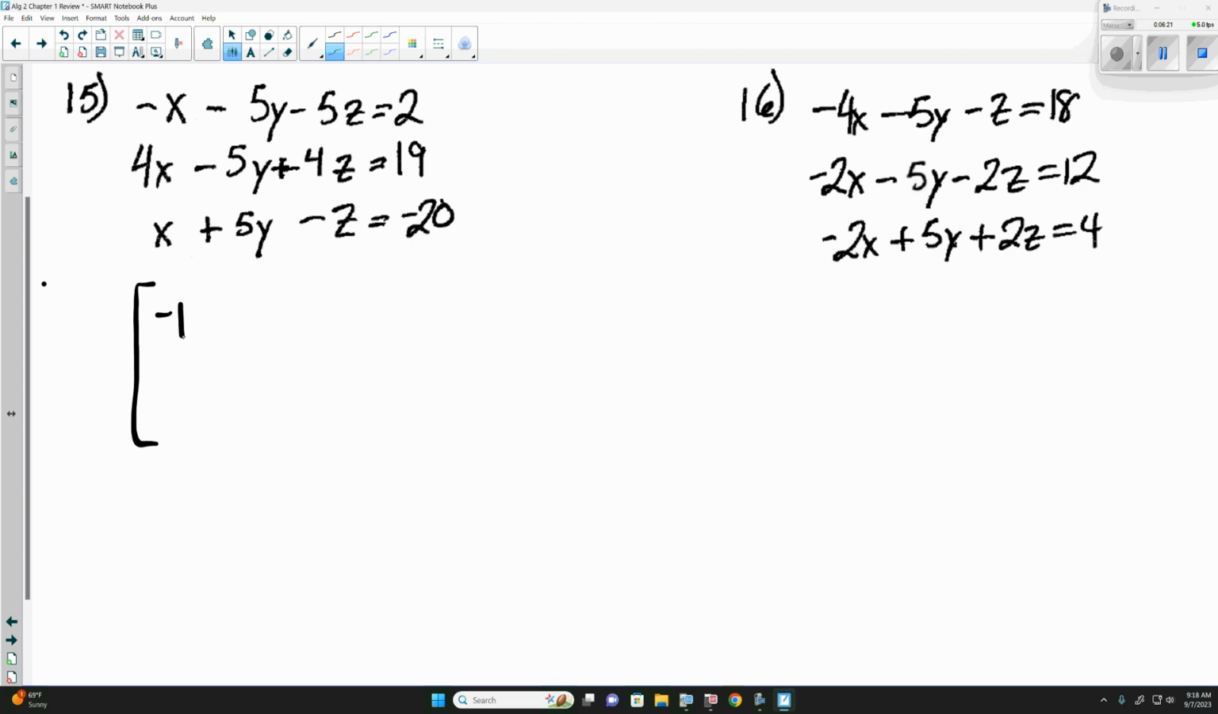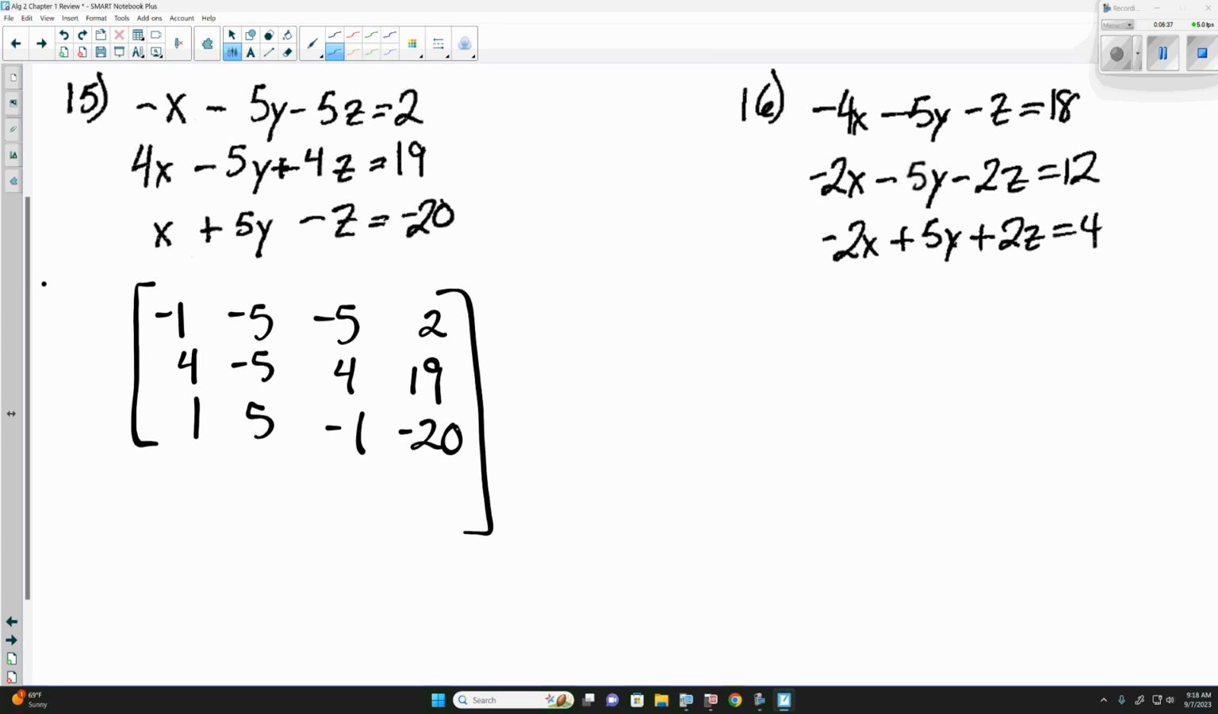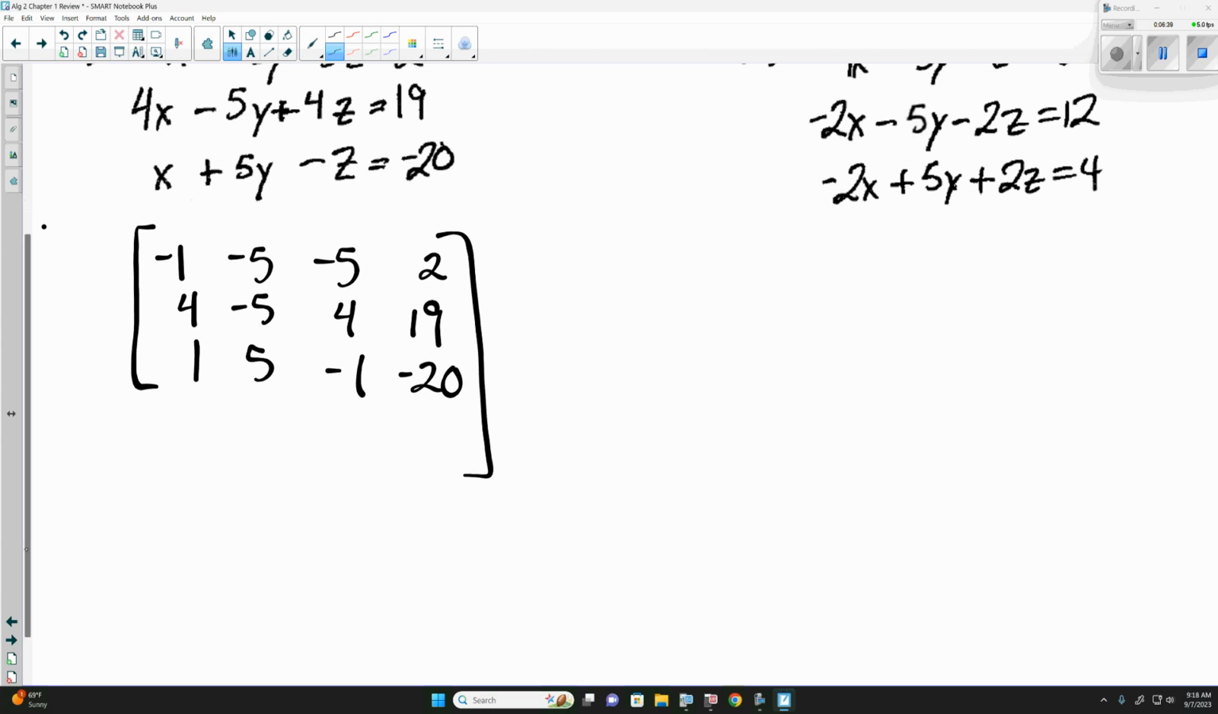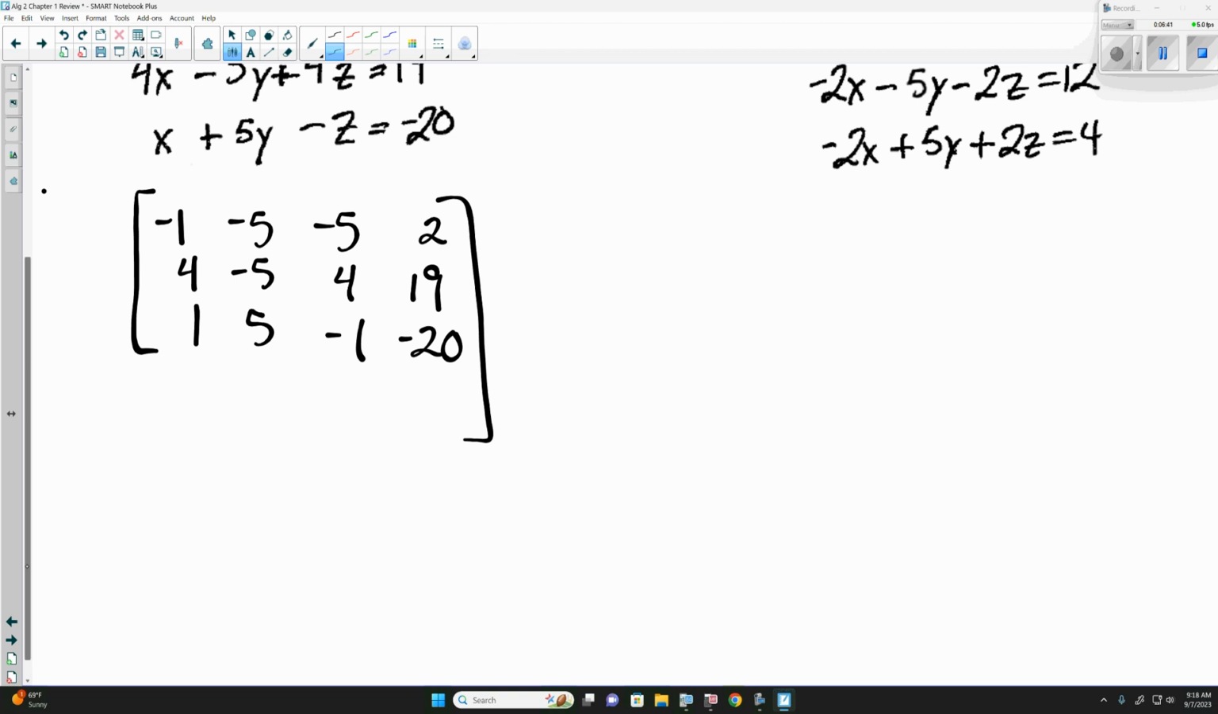And we grab the numbers in front. So we'd have -1 for x, -5 for y, -5 for z, and 2. Our next equation would be 4 for x, -5 for y, 4 for z, and 19. And our last one would be 1, 5, -1, and -20. And it works out this is a 3 by 4.